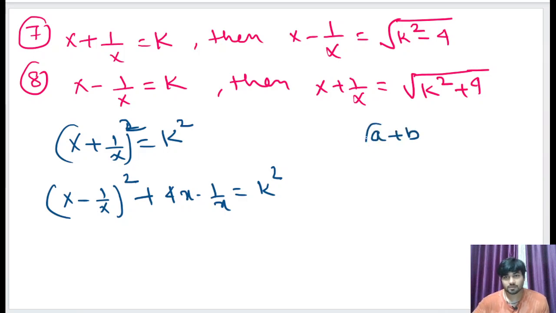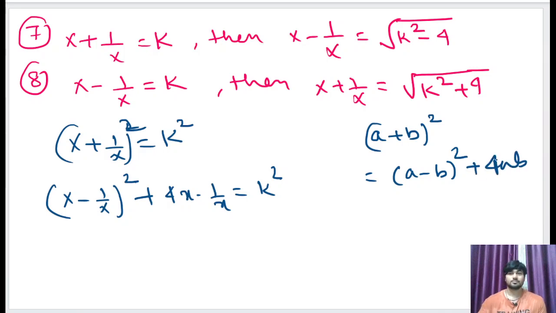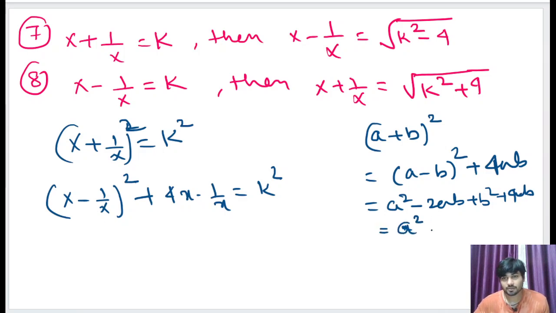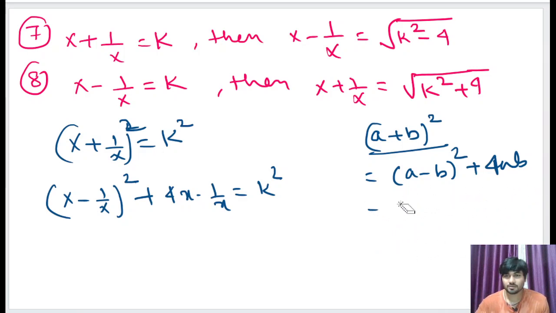(a + b)² can be written as (a − b)² + 4ab. Isn't it the same formula? Obviously it is, because when it expands it is a² − 2ab + b² + 4ab, and the 4ab and −2ab combine, leaving a² + 2ab + b², which is nothing but the formula of (a + b)². This is a very basic formula that we all read in class 6, 7.